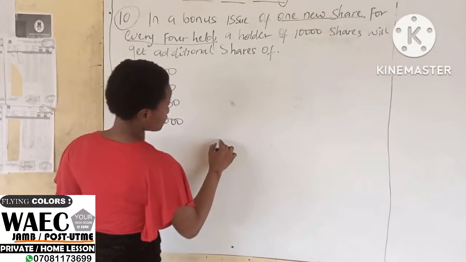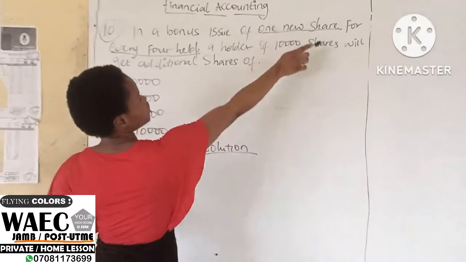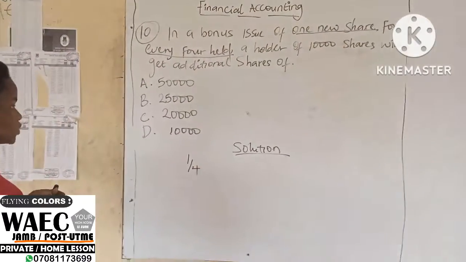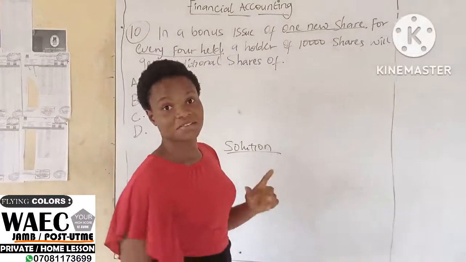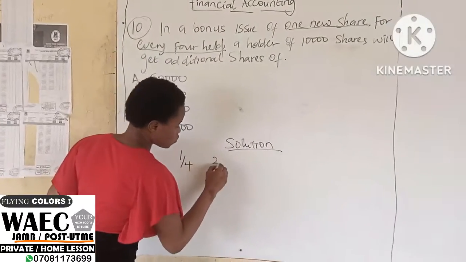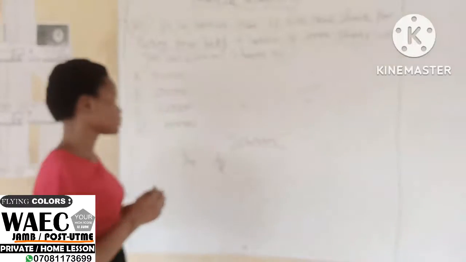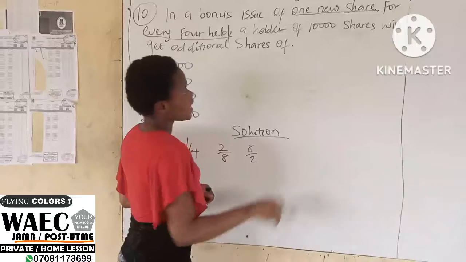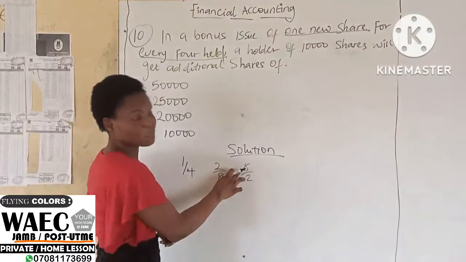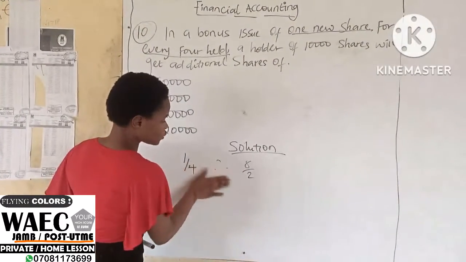Okay, let's go back to the solving. Solution. Okay. 1 new share for every 4 held. That is 1/4. Some of you might be wondering, in a situation whereby they said 2 new shares for every 8 held, it will look like this, 2/8. If they said 8 new shares for every 2 held, it will look like this, 8/2. As far as the share that is being mentioned, how many of the shares being mentioned comes as the numerator, while how many of the shares being held comes as the denominator. So I'm very sure you understood.